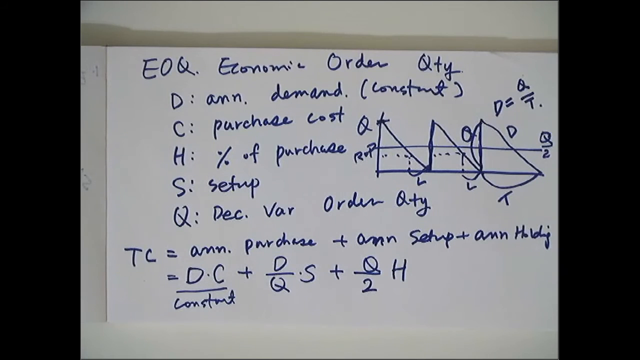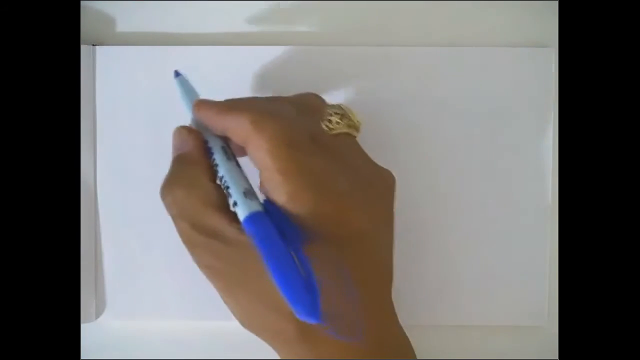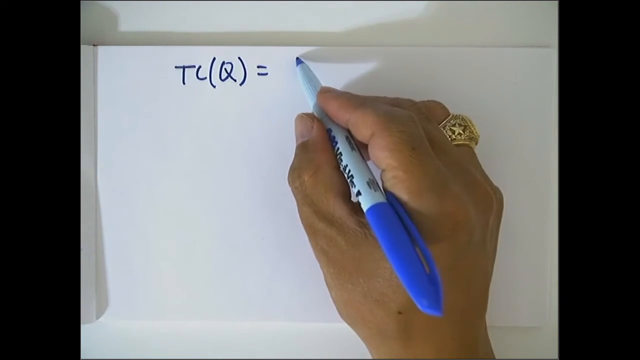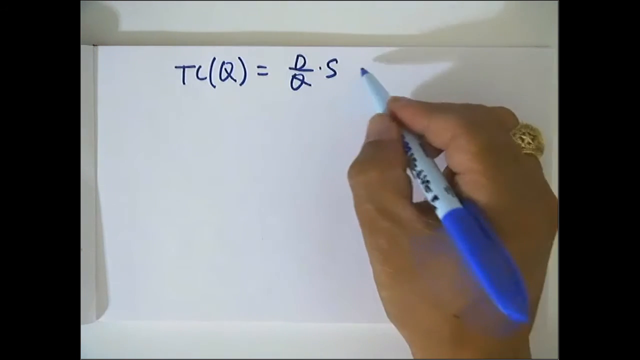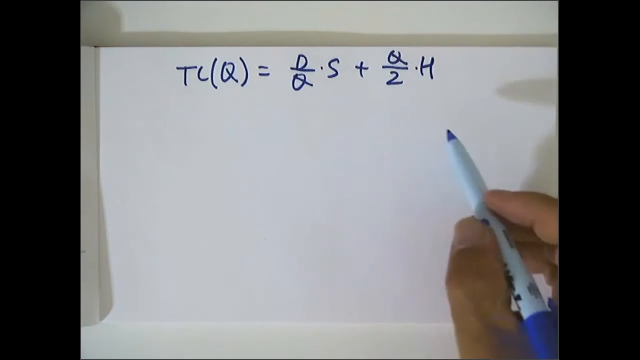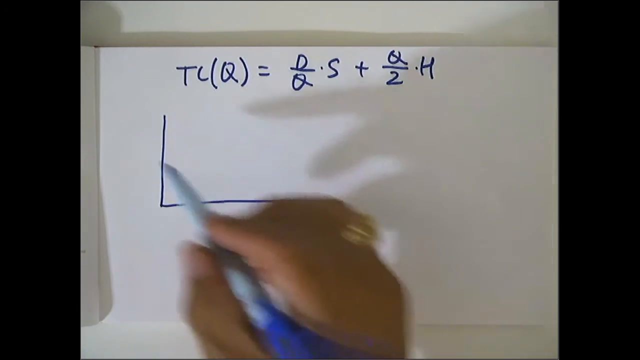We compute the total cost, and based on this total cost, we want to get the economic order quantity. Basically, we have to draw this function. The total cost is a function of Q. So total cost C of Q is D over Q times S plus half of Q times H.